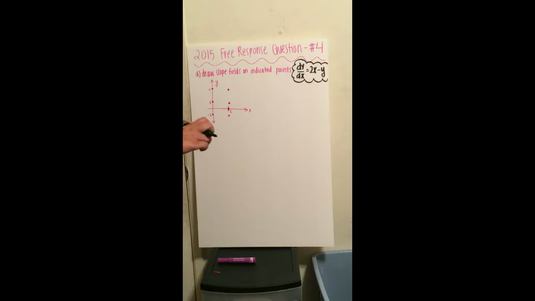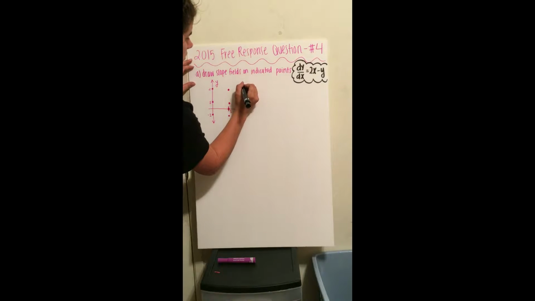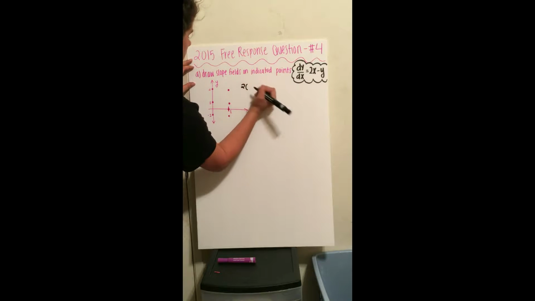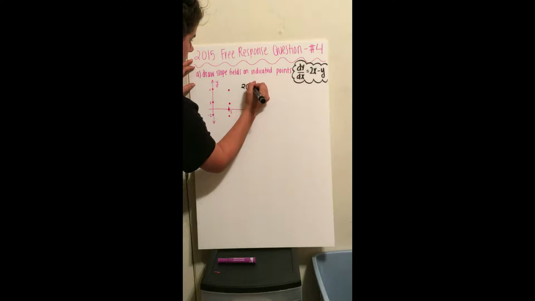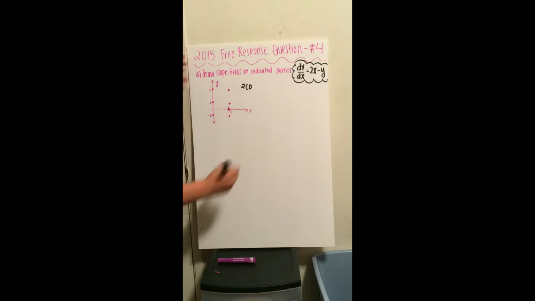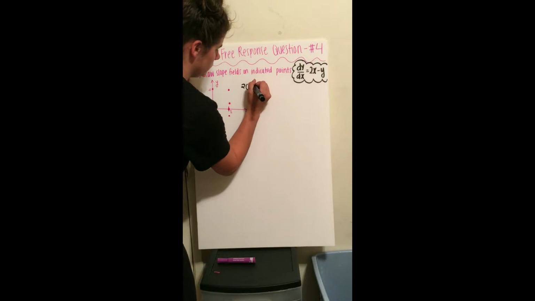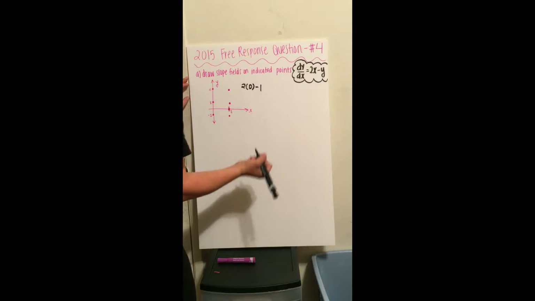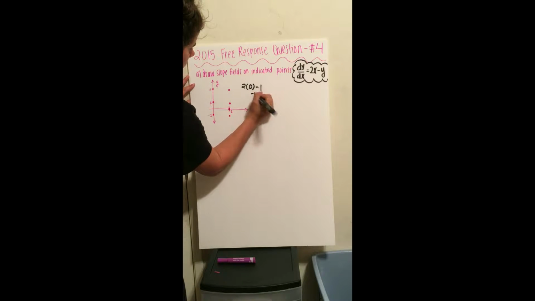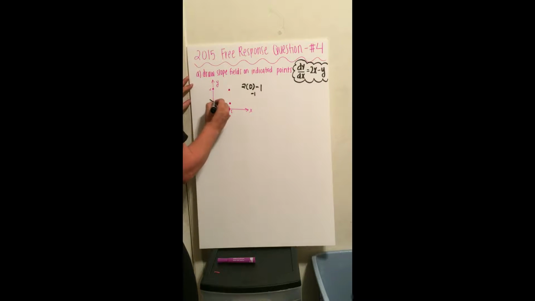So the first thing we have to do is draw the slope fields for the indicated differential equation. What you need to do is plug in each value. So let's start with this point: 2 times 0 minus 1, which ends up being -1. So this is going to be a negative slope.